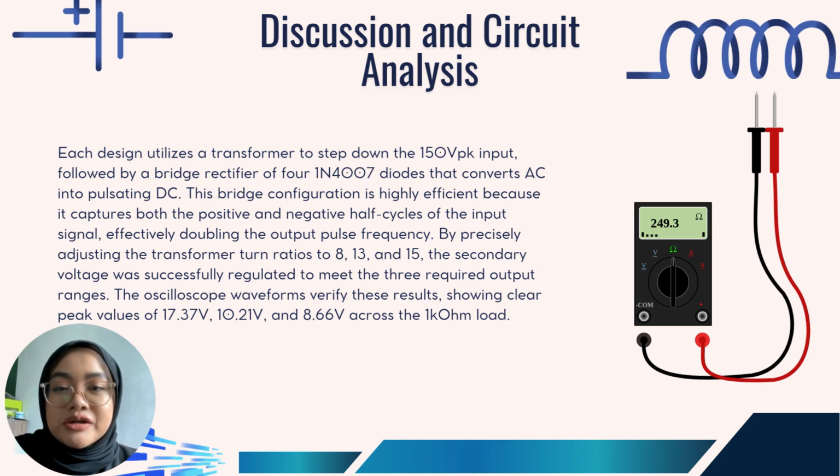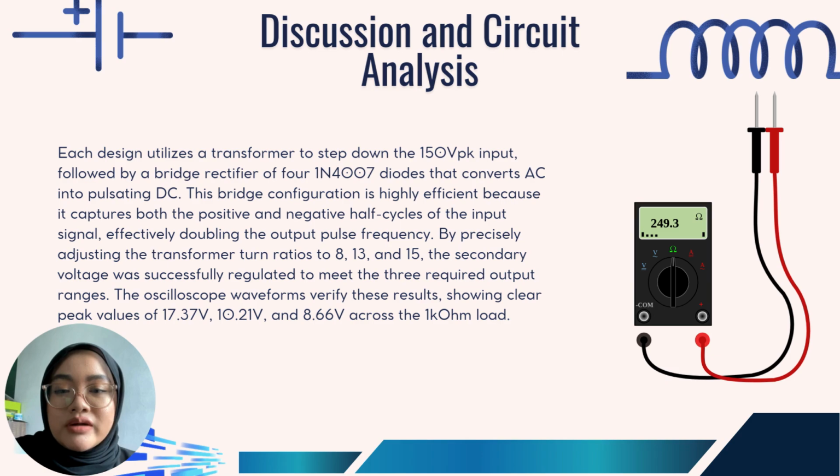The critical variable in our design was the transformer turns ratio. By precisely adjusting these ratios, we were able to regulate the secondary voltage to meet our targets. Specifically, a turns ratio of 8 produced a peak output of 17.37 volts. A ratio of 13 resulted in 10.21 volts, and a ratio of 15 gave us 8.66 volts across a 1K load.